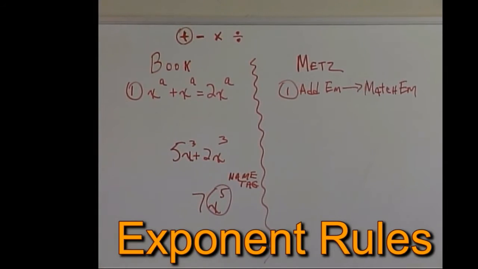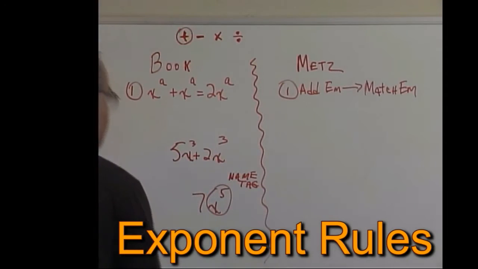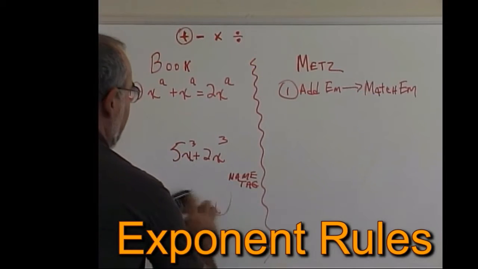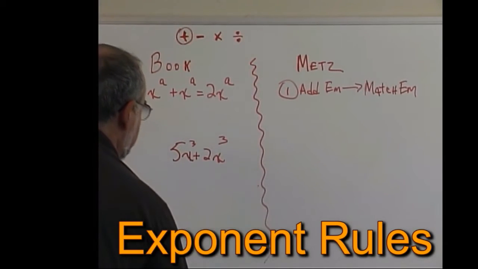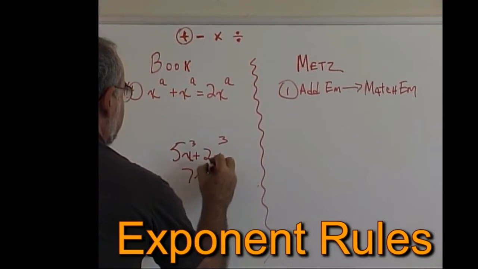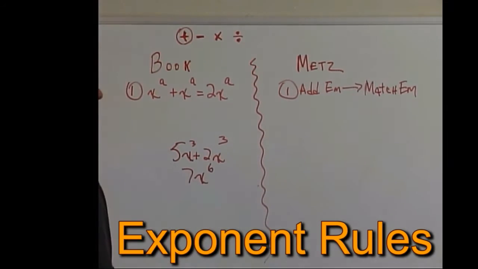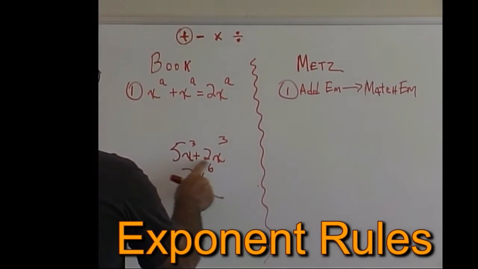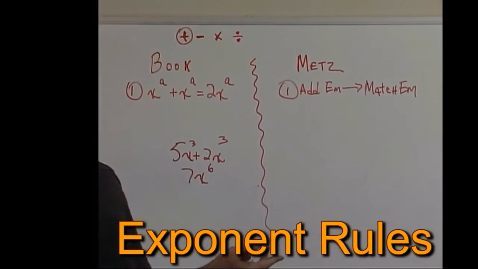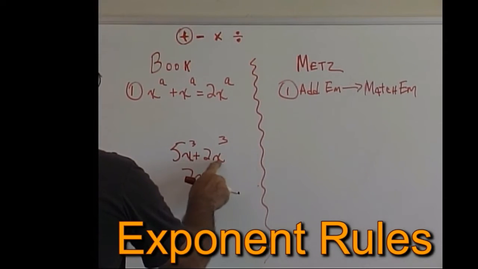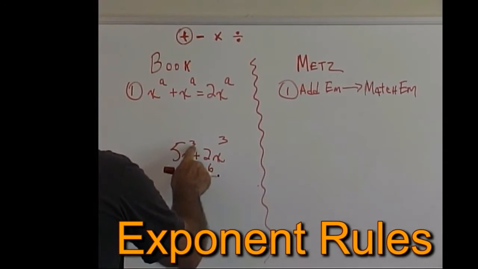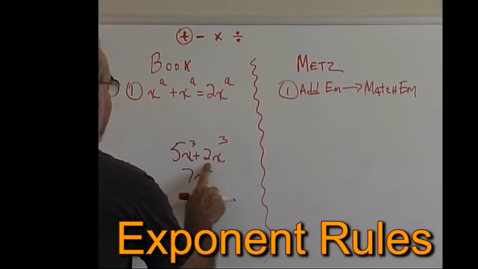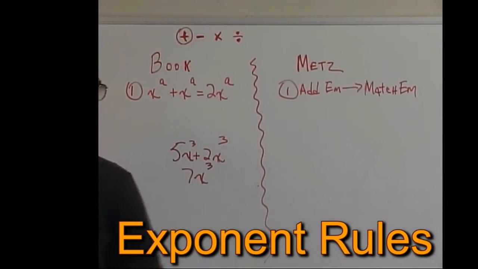Now, how do you add these? Well, let's do how we already know. What's 5 of them and 2 of them? So in this particular case, if I was adding 5 of them and 2 of them, the answer would be 7 of them. Answer 7x to the 6th, is that right? No. Apples and apples do not give you bowling balls. All right, if I add apples to apples, I get apples. And when I add x to the thirds to x to the thirds, I don't get something else. I get x to the third.